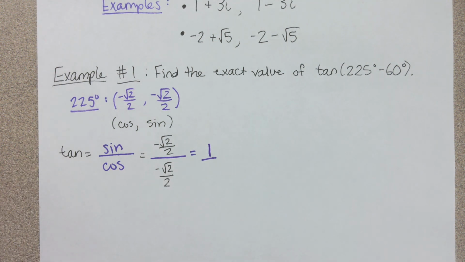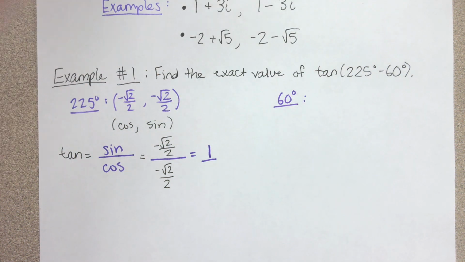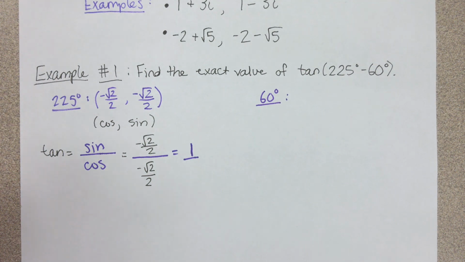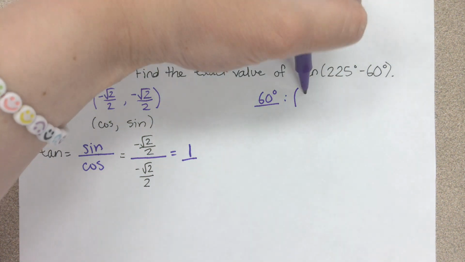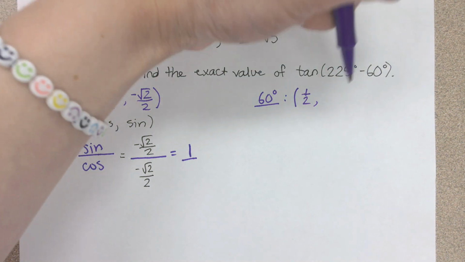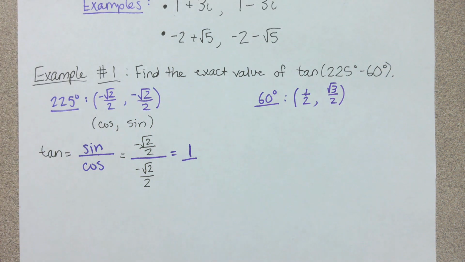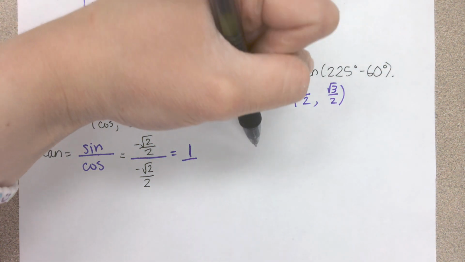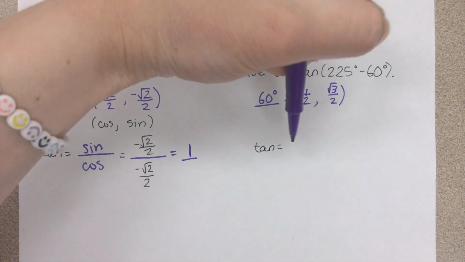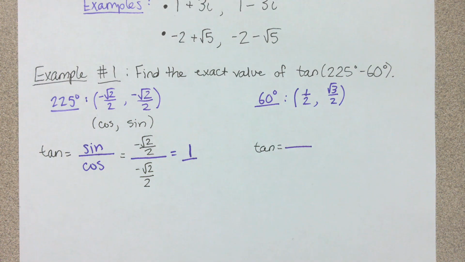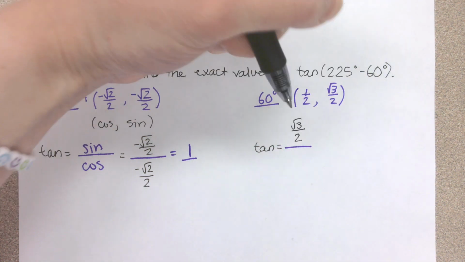And let's repeat that process for 60 degrees. 60 degrees and then 30 degrees as well. These are not going to be so nice. 60 degrees, 1/2, rad 3 over 2. Again, we're doing sine over cosine here. So we have rad 3 over 2 over 1/2.